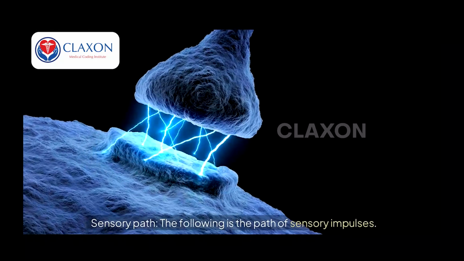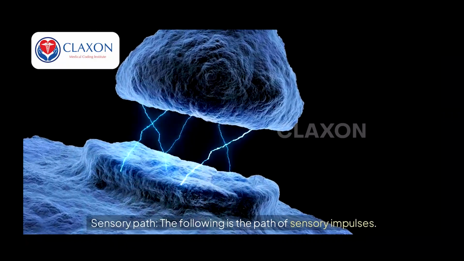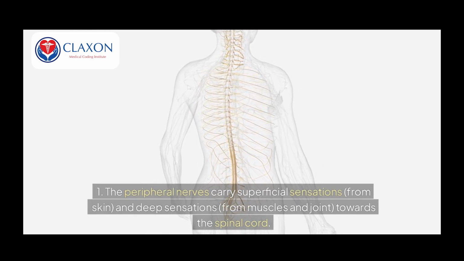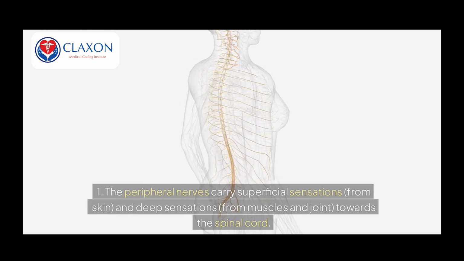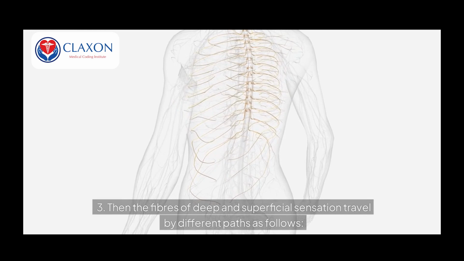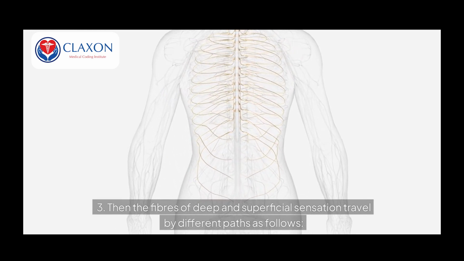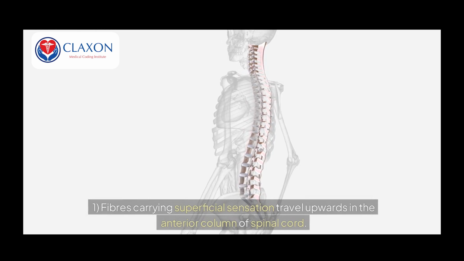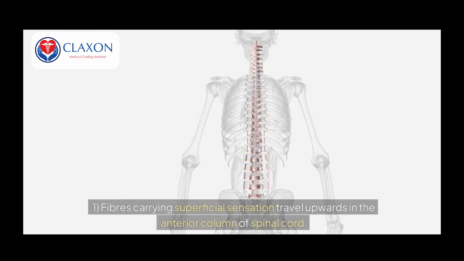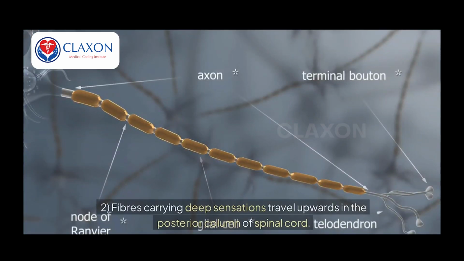Sensory path. The following is the path of sensory impulses. 1. The peripheral nerves carry superficial sensations, from skin, and deep sensations, from muscles and joints, towards the spinal cord. 2. These sensory fibers enter the posterior horn of gray matter of the spinal cord through the posterior nerve root. 3. Then the fibers of deep and superficial sensation travel by different paths as follows. 1. Fibers carrying superficial sensation travel upwards in the anterior column of the spinal cord. 2. Fibers carrying deep sensations travel upwards in the posterior column of the spinal cord.